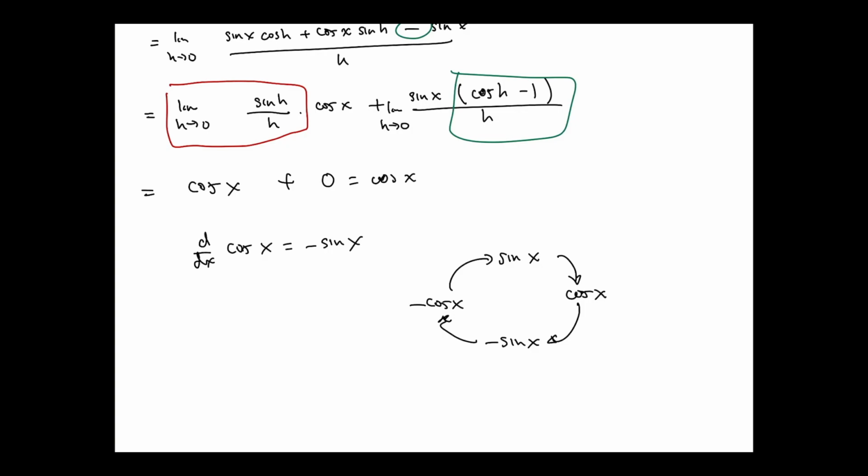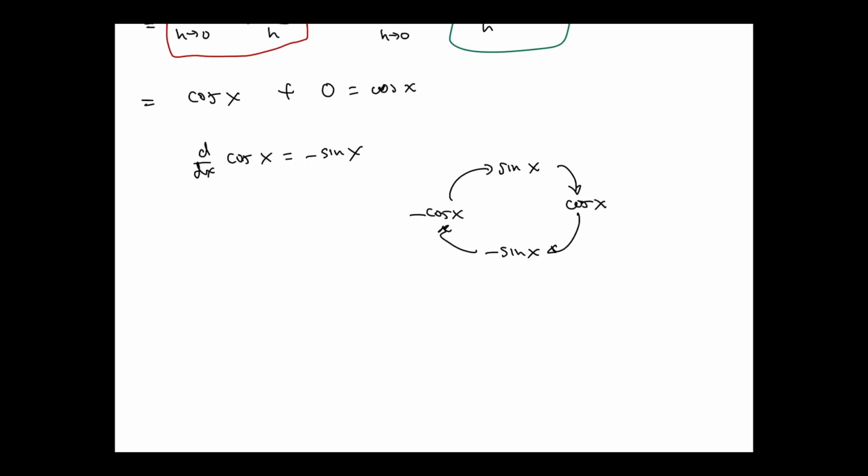Okay, so we got derivatives of sine and cosine, and we got derivatives of the exponential functions. Okay, we got one other, which is the logarithm. It turns out to just be this. Okay, so the derivative of natural log of x is 1 over x. Okay?